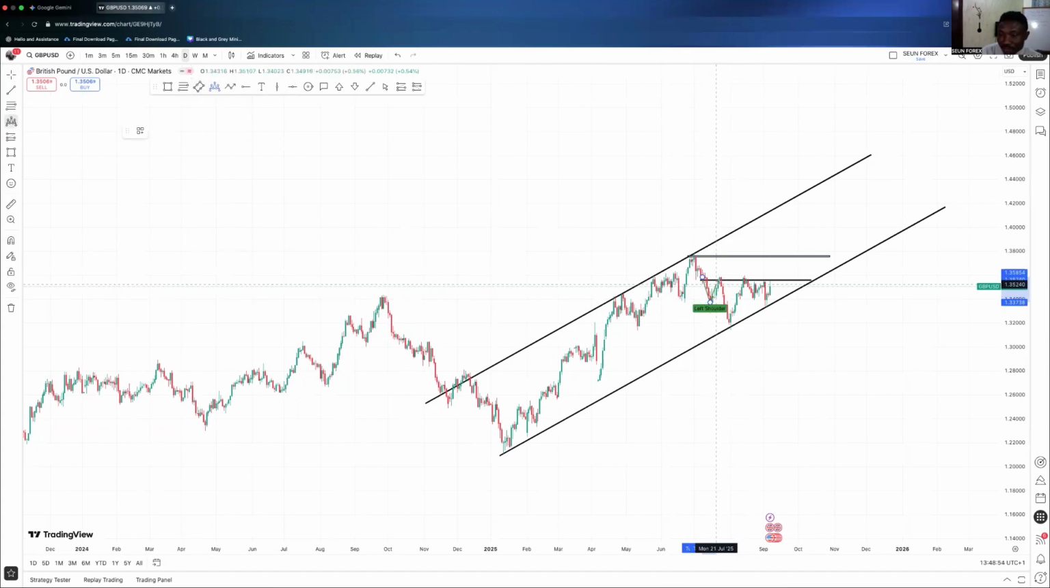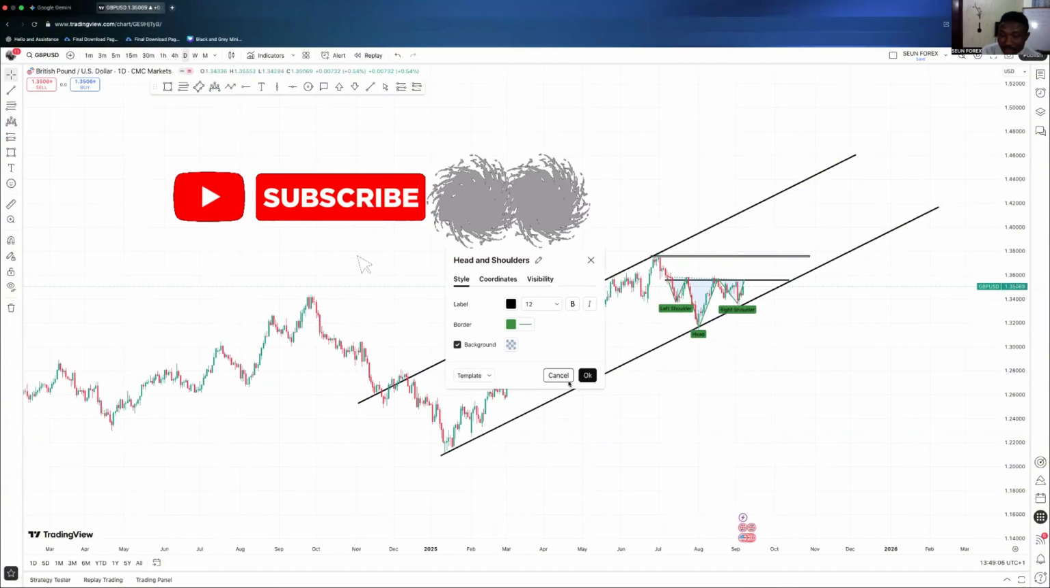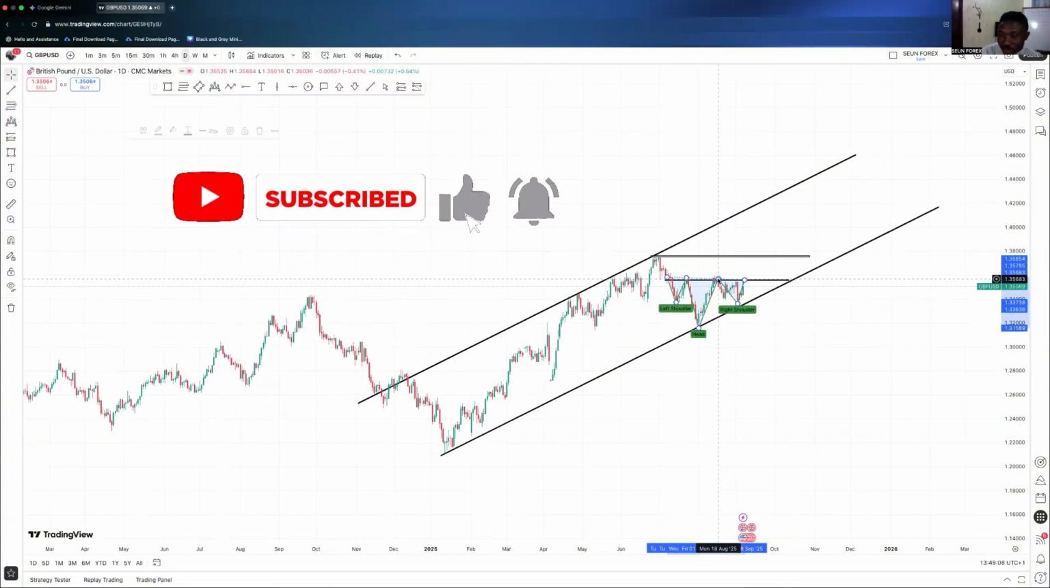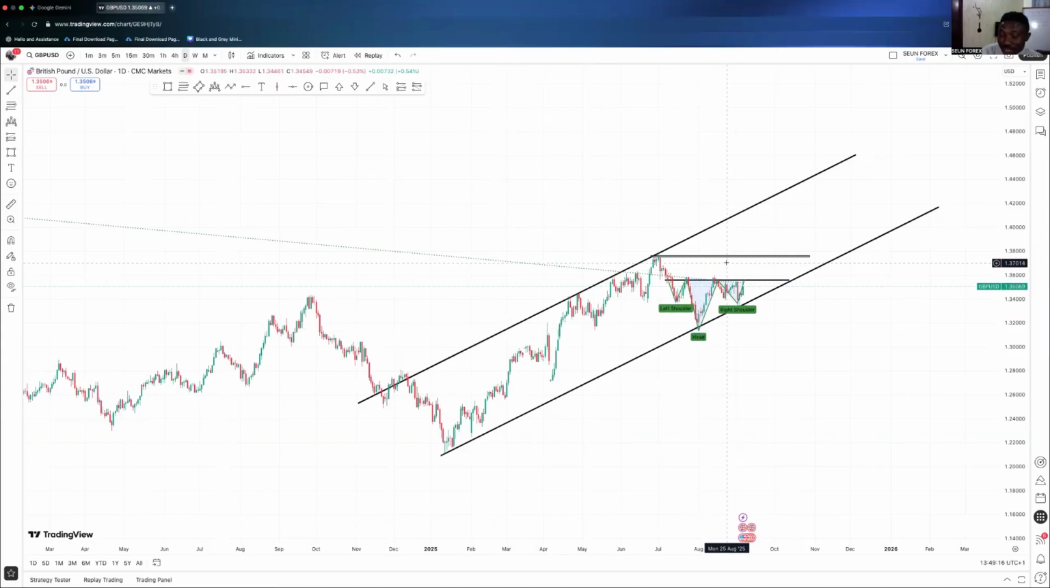This is an inverse head and shoulders chart pattern. It might not be perfect, but it's still okay. This is an inverse head and shoulders chart pattern. And if this chart pattern plays out the way it ought to, it simply means that this market is actually a buying market, not a selling market. And if that is the case, the best form of good entry is to be looking for buys, not sells. That's number two.